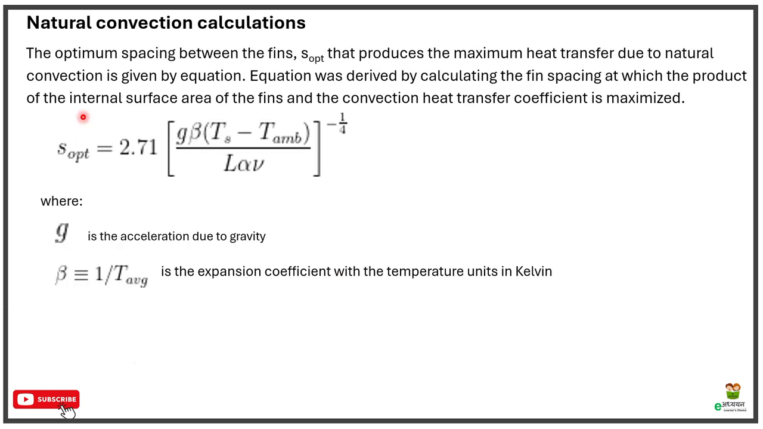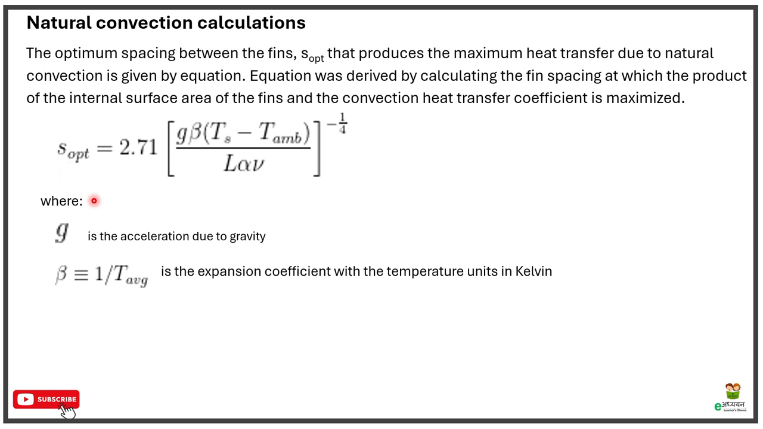Now, the optimum spacing between the fins is the spacing that produces the maximum heat transfer due to natural convection. If we space the fins closer to each other, then it will reduce the heat transfer. If we space the fins further from each other than required, then also it will not optimize the heat sink. So in order to optimize it, we need proper spacing between the fins. And in order to calculate that proper spacing between the fins, we have this formula, so that the internal surface areas of the fins and the convection heat transfer coefficient can be maximized.